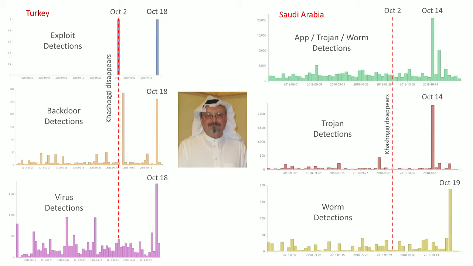Khashoggi disappears, right? You can see on the very same day, we have exploit detections. On October 4th, then we have backdoor detections, and these are at a much, much higher rate than normal. And I think there's at least some months on both of these slides. And it's a little bit delayed in Saudi Arabia, but you can see on October 14th and 19th, massive spikes.